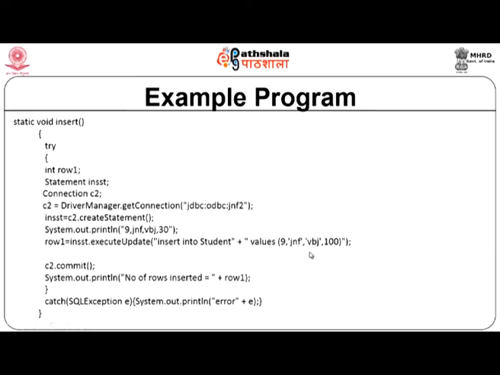The insert string is given here. We want to insert a new record like 9, JNF, VBJ and 100, and then we have committed it. Committing is to get the data inserted into the table. Normally, when you do an execute update, it returns an integer. That integer shows how many records get updated when you do this operation. So, the number of rows inserted would be the integer value row 1, which is also printed.